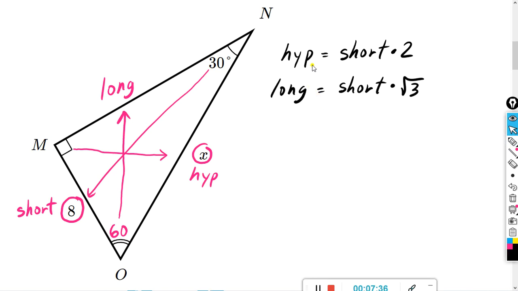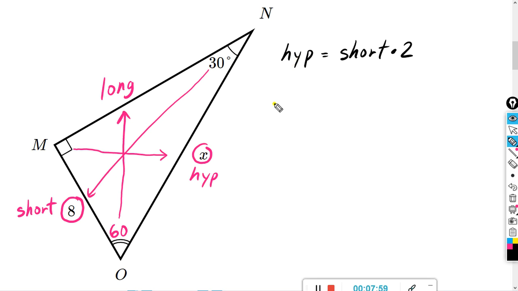So again, we have our two formulas for the 30, 60, 90 triangle. We're given the short leg, and we're looking to find the hypotenuse. So the long leg is really unnecessary in this case. I'm going to cross it out, or just erase it.